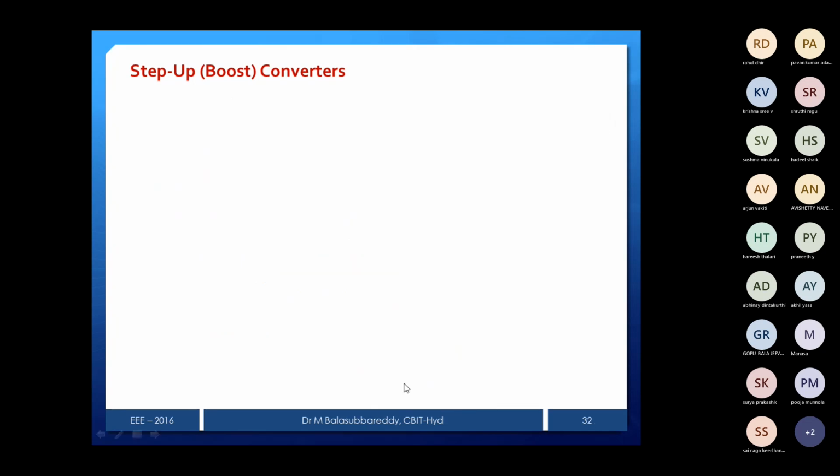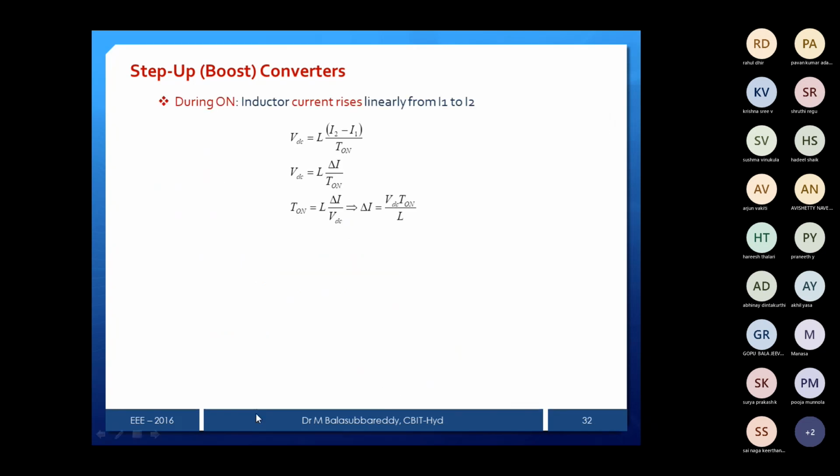And similarly, we can see that during the on condition, inductor current rises linearly from I1 to I2, or I minimum to I maximum. Under that condition, VDC is equal to L into delta I. I2 minus I1 is the difference. When the current rises, I will show the waveform. Here current is rising like this. This is I1, there is I2, or I min, I max. So the difference is I2 minus I1, I can write delta I, that is the difference. So that only I represented.